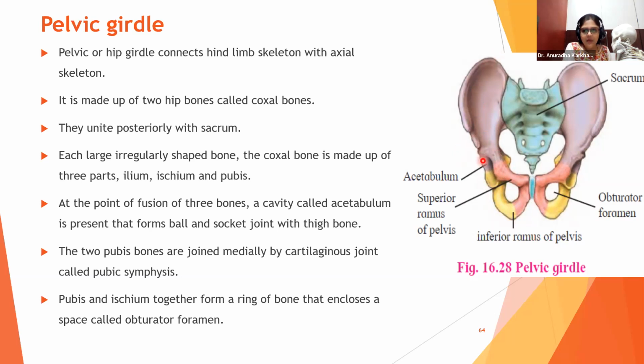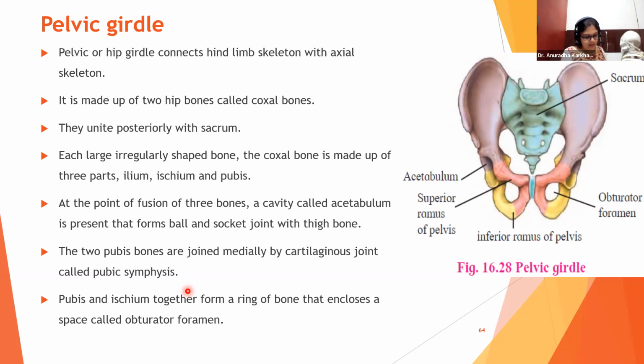So ilium, ischium, pubis. Ilium, ischium, pubis. Okay? So this is in the pubic region. So this pink part is going to be called as the pubis. At the point of fusion of the three bones, a cavity called as acetabulum is present that forms ball and socket joint with the thigh bone.